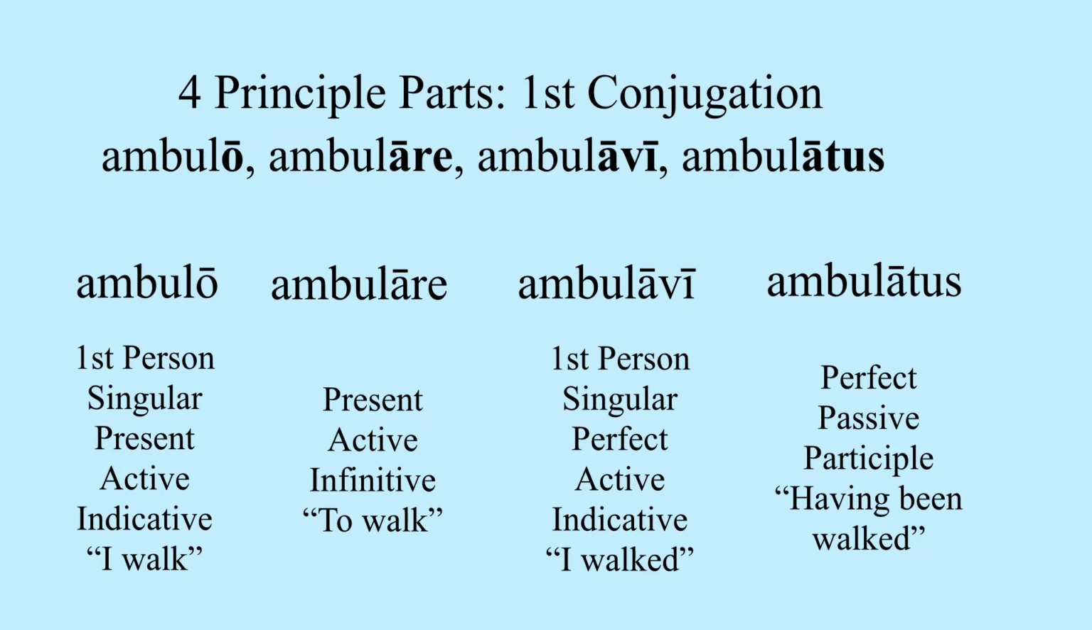The third principal part is our first person singular perfect active indicative. Perfect is a past tense. So kind of like the imperfect, it has a slightly different translation. Here we would translate this as I walked, I sang, I gave. And last but not least, we have our perfect passive participle, which is the fourth principal part. And this is translated as having been walked, having been sung, having been given.